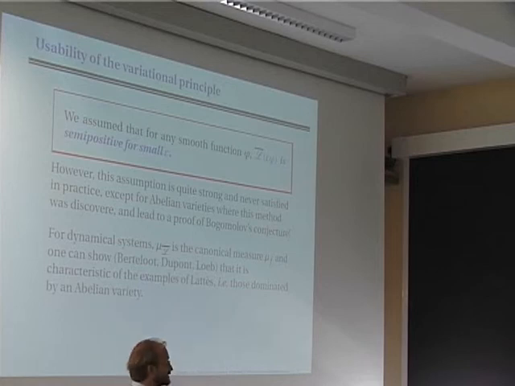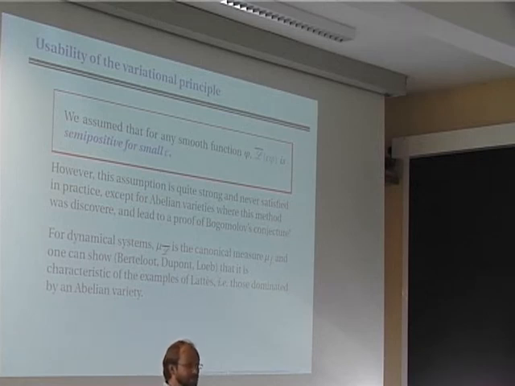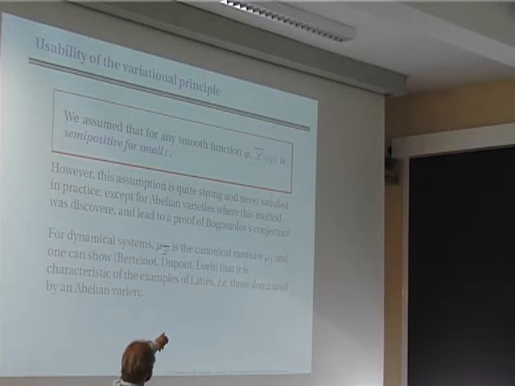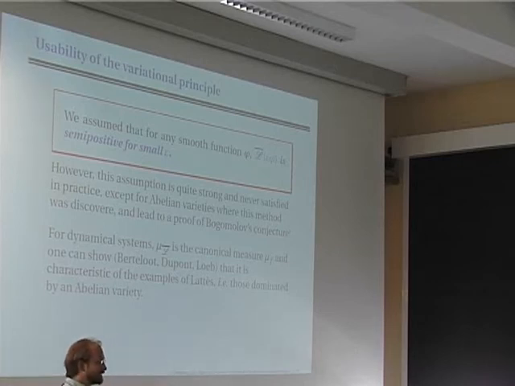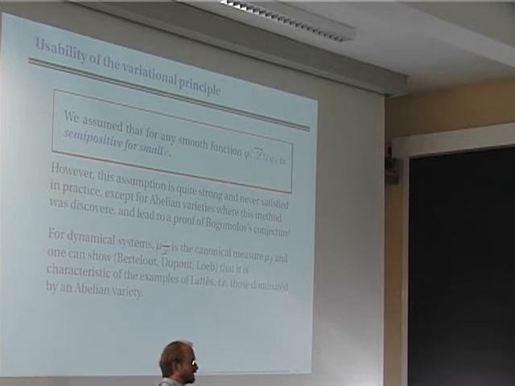But for dynamical systems, this measure mu L bar is precisely the canonical measure mu f. This is what I explained on Wednesday. And Berteloot, Dupont, and Loeb have shown that the positivity of this measure mu f is characteristic of examples coming from abelian varieties. It means really that this measure mu f is very singular. It's not at all likely to have a support which is big. And even if the support is big, it's unlikely to be comparable with Lebesgue measure on the support.